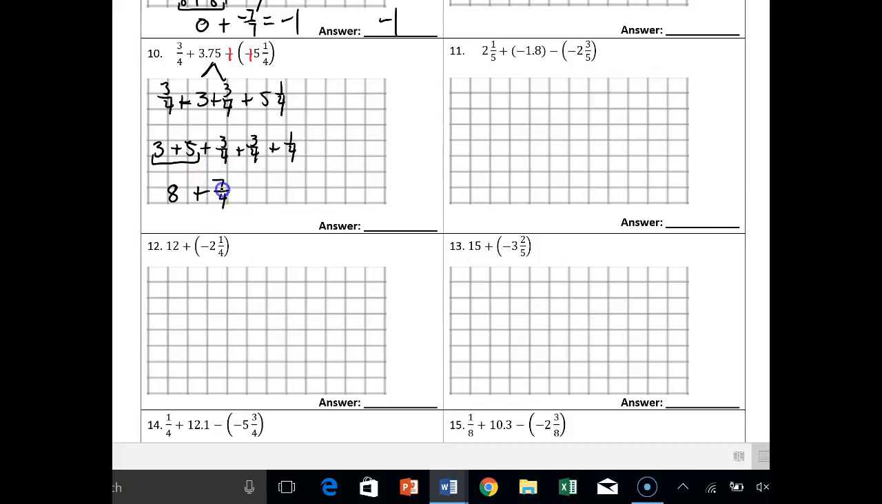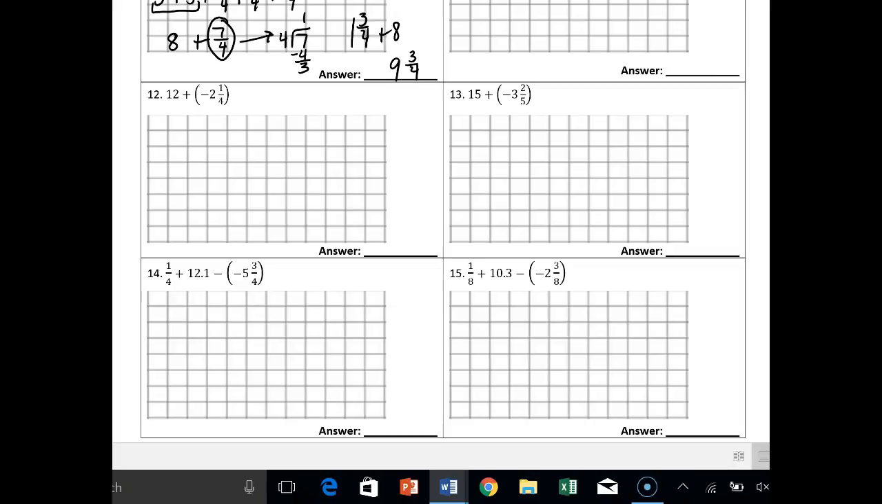And I could slap these together, but I have to make sure that the 7/4 gets changed to a mixed number. So 4 goes into 7 one time, with 3 left over. So I have 1 3/4 plus 8, and they're both positive, so I get to go ahead and slap them together, and that gives me my answer of 9 3/4. Right?